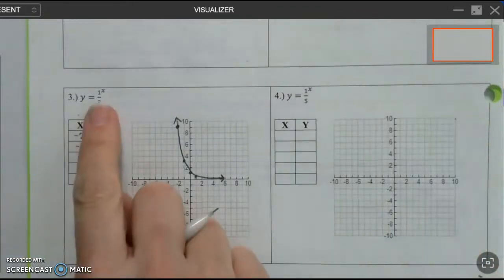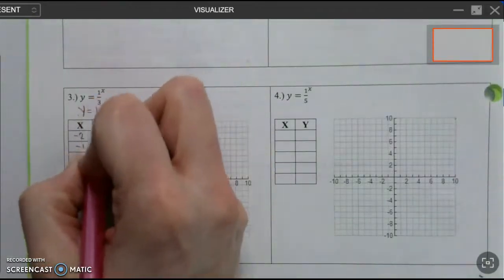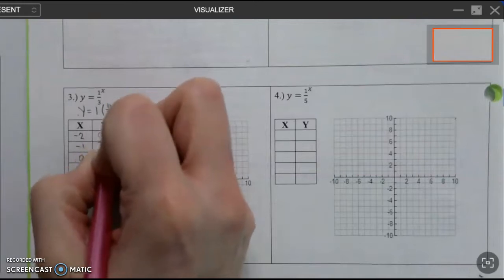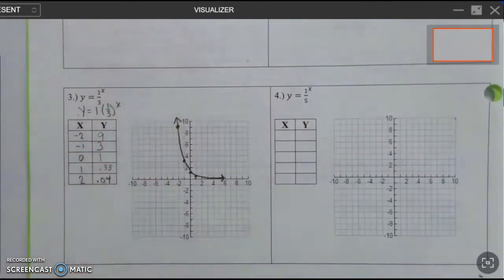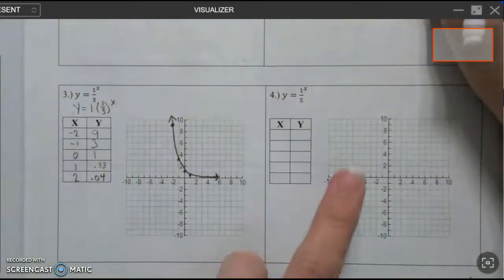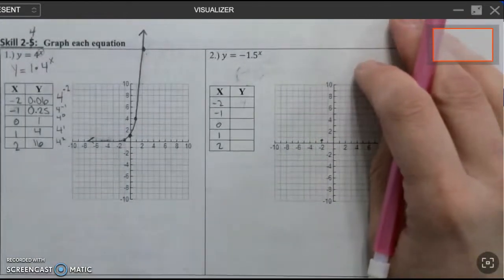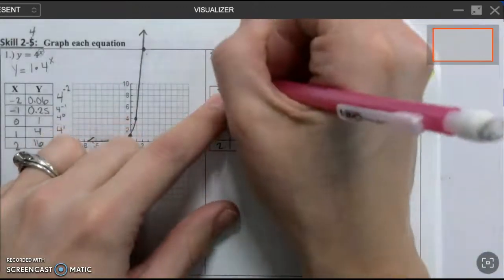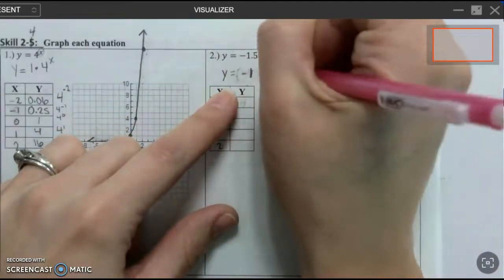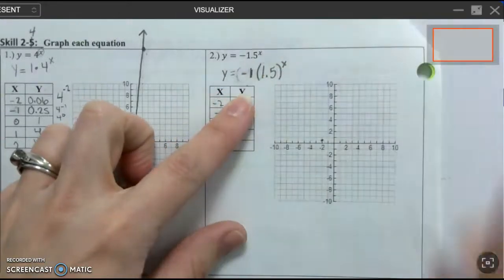And it's a decay because my b value is in between 0 and 1. So this was 1 times 1/3 to the x. So my b value was 1/3, which makes it a decay, and my a value was 1, which means my y-intercept is 1. Now I did skip over number 2 just for a minute. This would also be an example of a decay, but I skipped over number 2 because I just wanted to write down really quick for you that this would be y equals negative 1 times 1.5 to the x power.